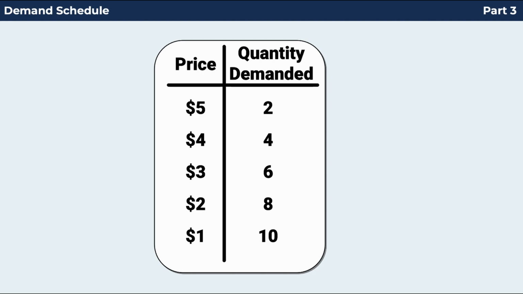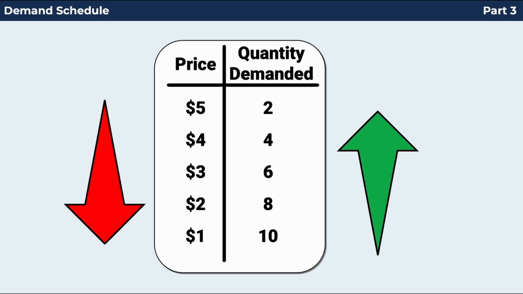Now, what do you notice? Well, you notice that the price is falling. It goes from 5 to 4 to 3 to 2 to 1. It keeps going down. And what do we notice about the quantity demanded? Well, it's going up, 2, 4, 6, 8, 10. And they're going in opposite directions. And that's exactly what we said would happen when we looked at the law of demand.